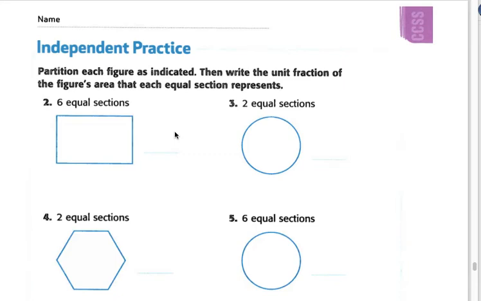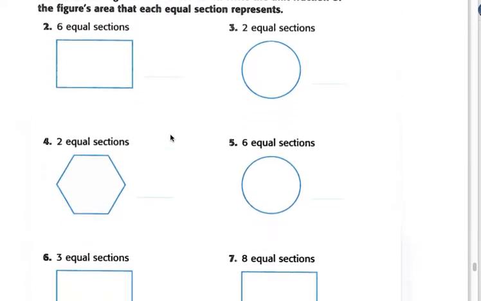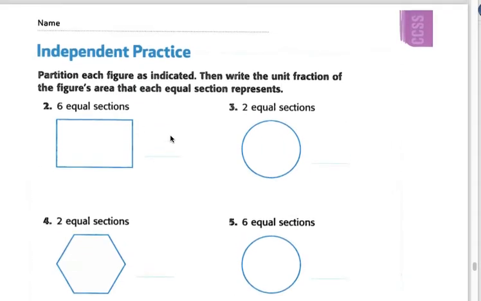Okay, hi again everyone. We're on the independent practice page of lesson 7. That's actually page 873. So let's go ahead and draw some equal sections. We're going to draw for these various figures they have. We're going to divide them equally, and we'll talk about how to do that and how to do it easily.